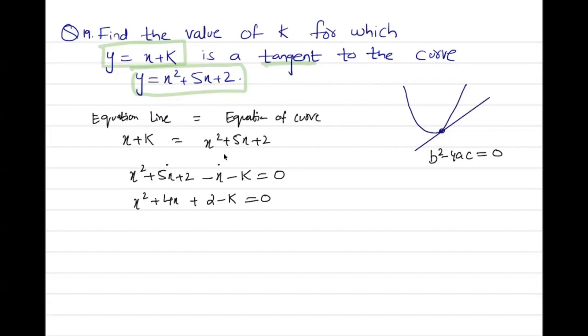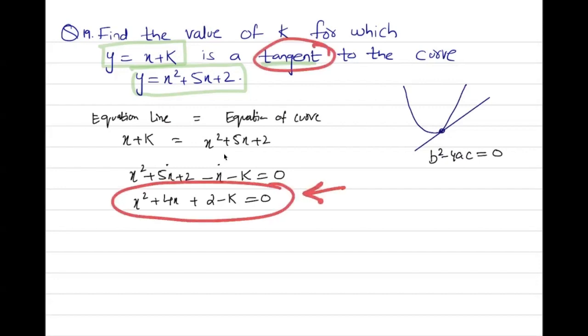Now this is my quadratic equation. So if we want the line to be tangent to the curve, what can we say about the discriminant of this equation? We did agree that the discriminant, not y, b squared minus 4ac, is going to be equal to 0.